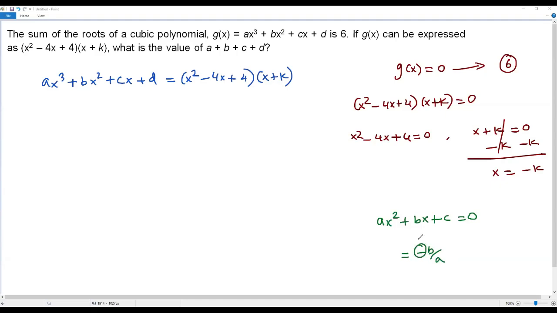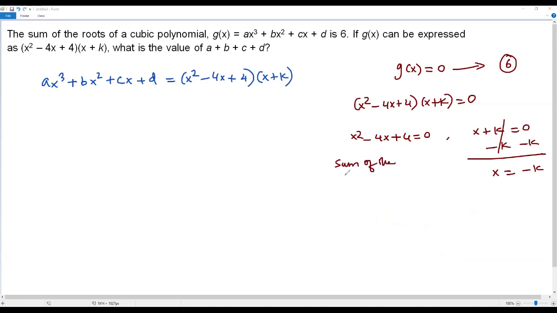I have to take the negative sign, then take the coefficient of x, and it has to be divided by the coefficient of x squared to get the sum of the roots of the quadratic equation in standard form. Okay, now our quadratic equation over here is in standard form. So to get the sum of the roots, let me write the stuff over here. Sum of the 2 roots.